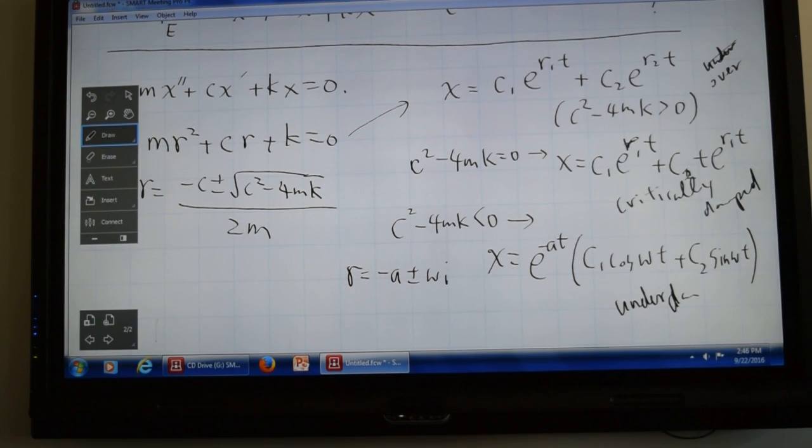For the equal roots equation, the plus c2, is it c2 t times e to the rt? Right, thank you.